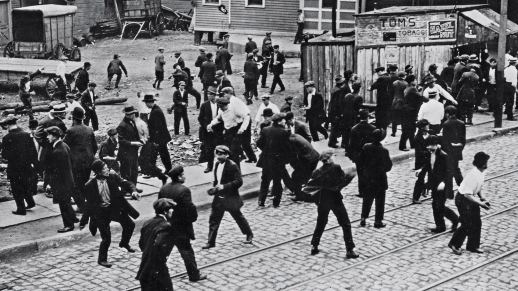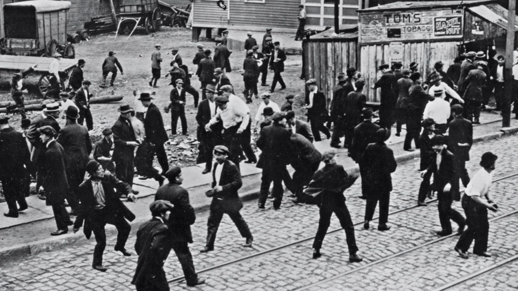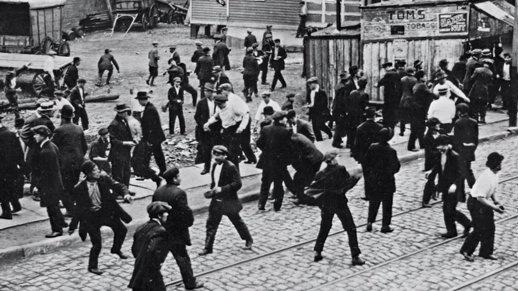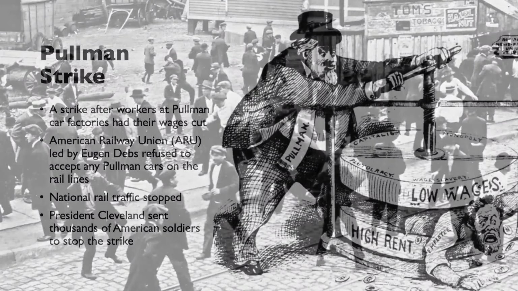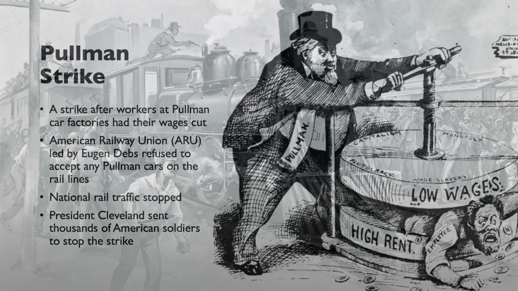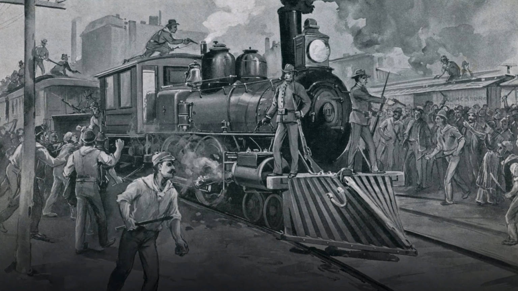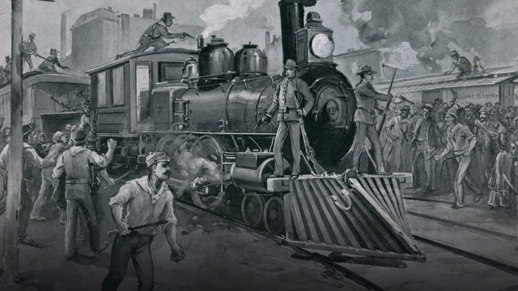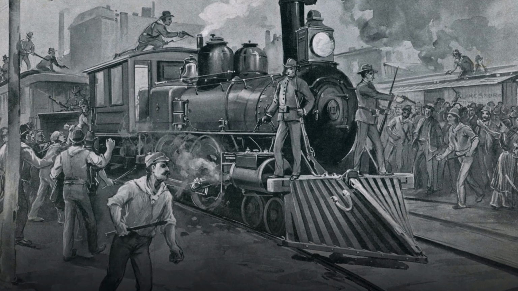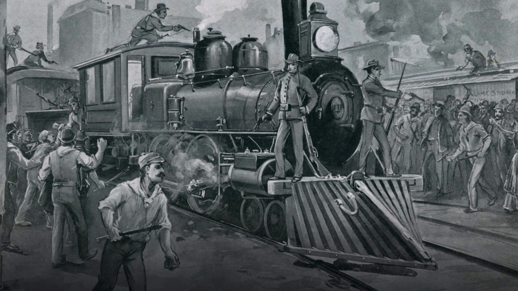Now, there's going to be some more strikes. Like I said, this is the era of strikes and protests, labor protests. And this is going to be the Pullman Strike. It was a strike after workers at the Pullman car factories had their wages cut. The workers lived in a company town, and they had their wages cut, but their rents were not cut. And they were going to strike.